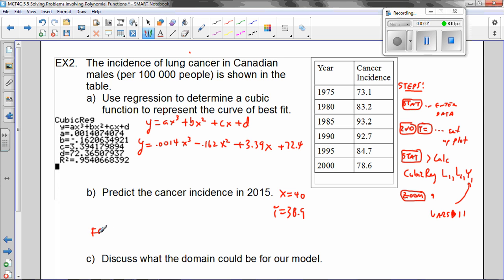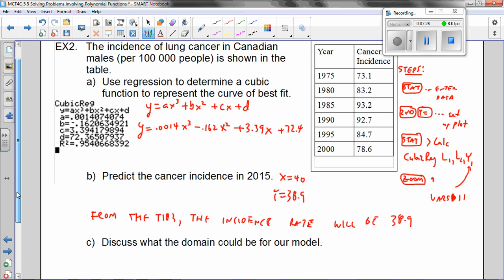So I'll say from the TI-83, the incidence rate will be 38.9. And that's people per 100,000. It's going down, right? And that's what the prediction shows.